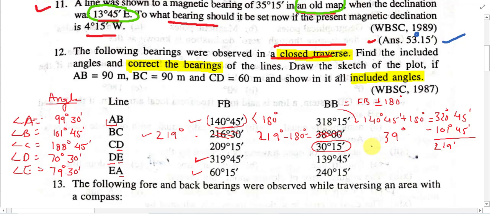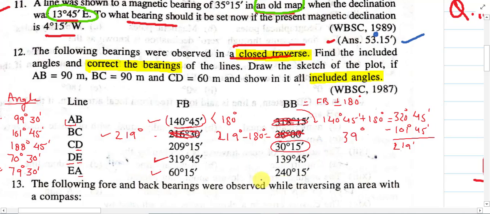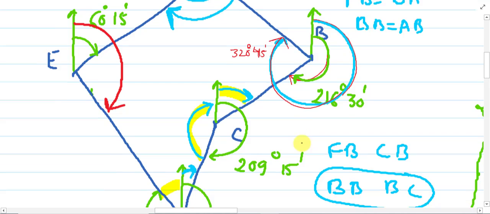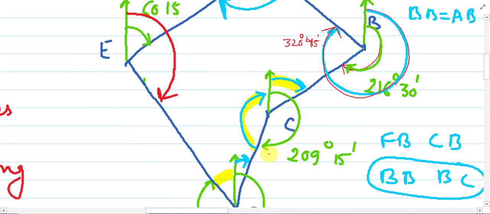Now we have only one reading left, which is the forward bearing of CD line, which we need to correct, otherwise all the readings are already corrected. So I just cut these values which are wrong, and we already found the correct values. Now move to station C. We know the internal angle, and we also found the back bearing. The back bearing of BC line is already 39 degree from the last calculation, and we have this internal angle C. If we minus our 39 degree from the internal angle, we will get this one value.